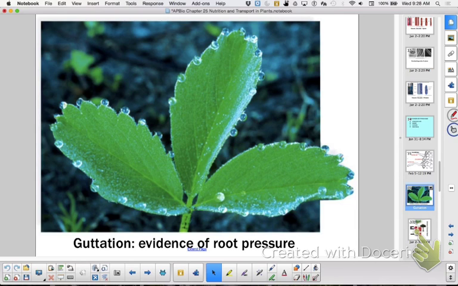So on your notes, we have water transport, root pressure, water moving upwards as a result of following the minerals into the root. Root pressure forces water up and out the ends of leaves. It's called guttation.